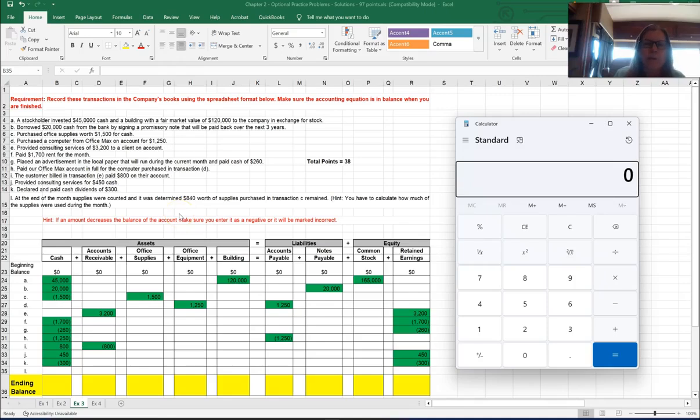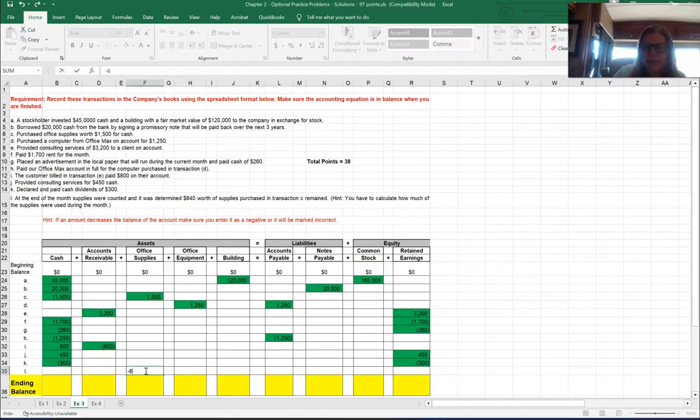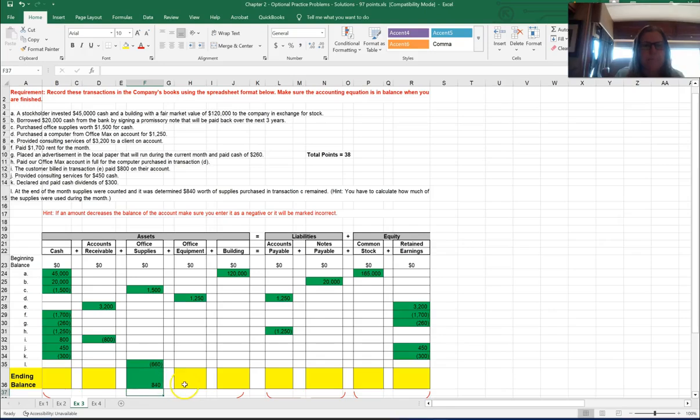So now we have to figure out how much of those office supplies we used, right? We had $1,500 to start with, and now we only have $840 left. If we subtract the $840 from the $1,500, we get $660 worth of supplies that were used. So we need to reduce our office supplies by that $660 so that when we total this column up, it comes to $840. If you take the $1,500 minus the $660, that would be $840. So we can go ahead and put that there.